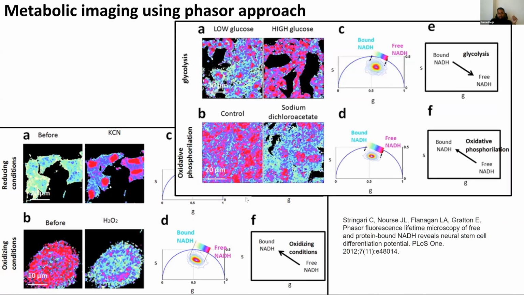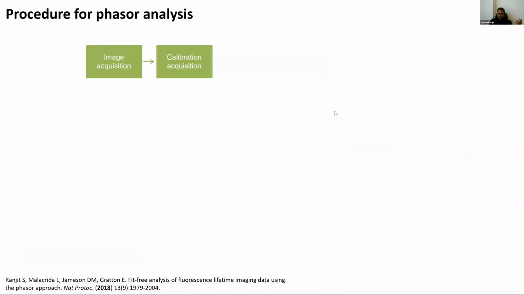And if you do another experiment where you add high glucose or sodium dichloroacetate, which is not a direct measurement, it is actually changing the glycolysis and oxidative phosphorylation, and you could see glycolysis has a similar behavior and oxidative phosphorylation has the opposite behavior. So we can use this now to look at changes of this system.